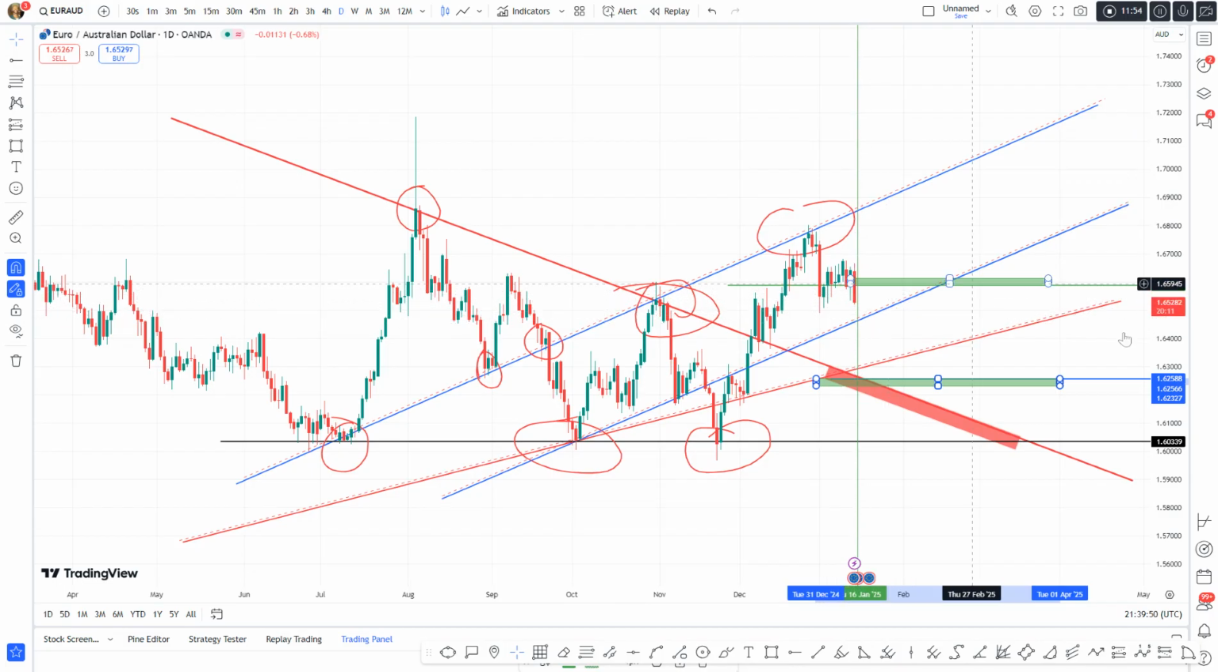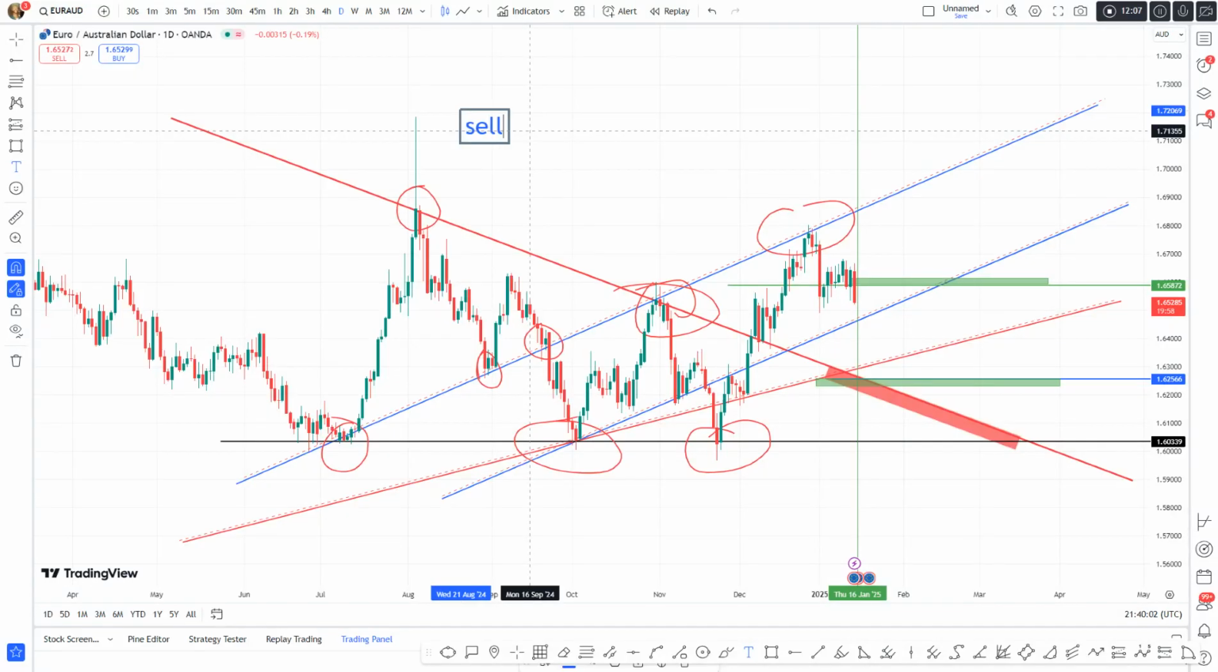Here you're going to have your sell order at 1.65872. I mean as sell. That's going to be your sell zone. So you sell EUR/AUD. Put your sell order at that level, 1.65872. The reason for this sale is that today's candle broke a demand floor.